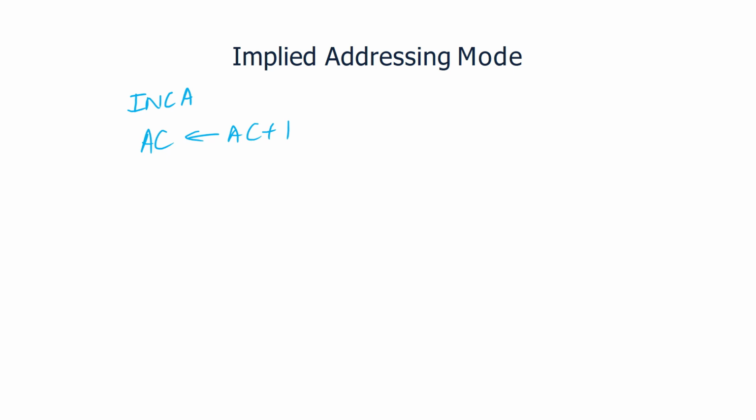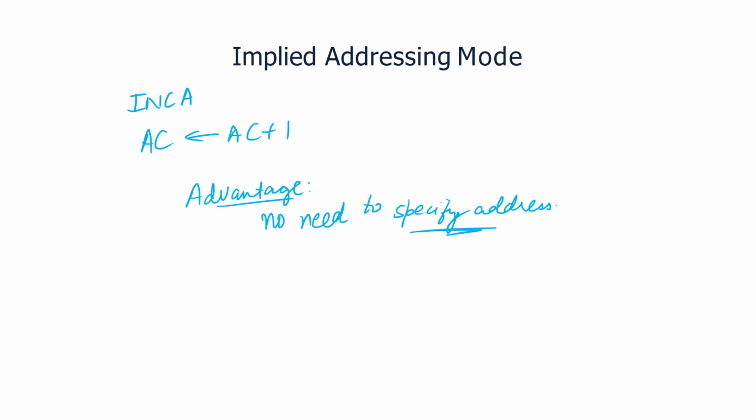Now what is the advantage? Advantage is that we have no need to specify address. No address has to be given. This is an advantage. This saves our time and the size of the instruction is less, so it can compute faster.